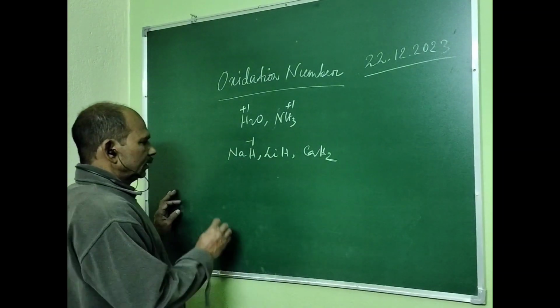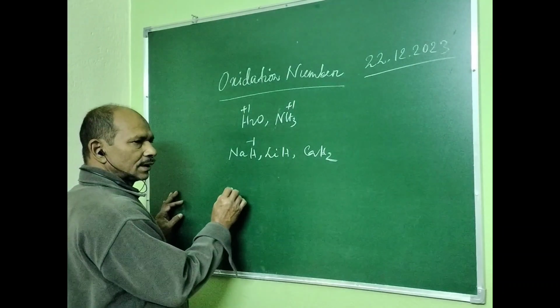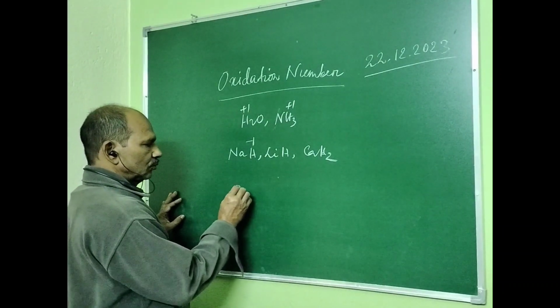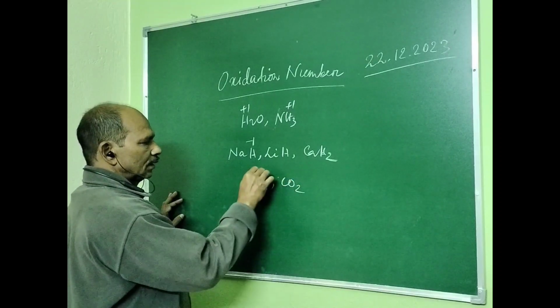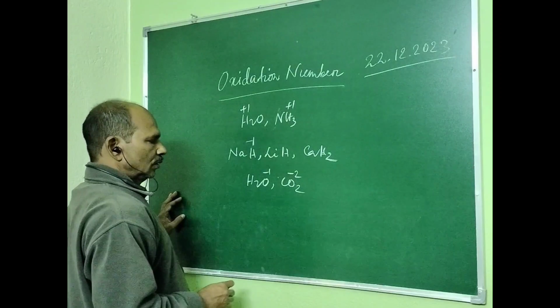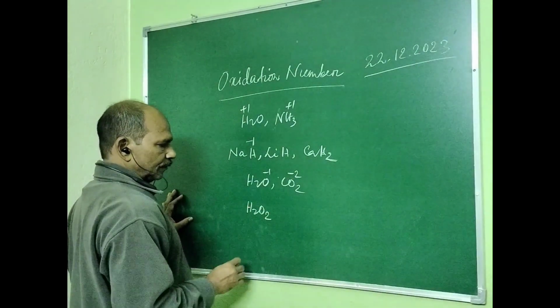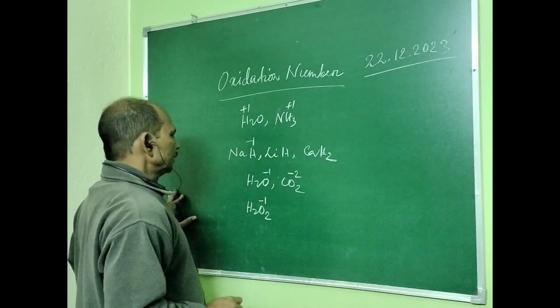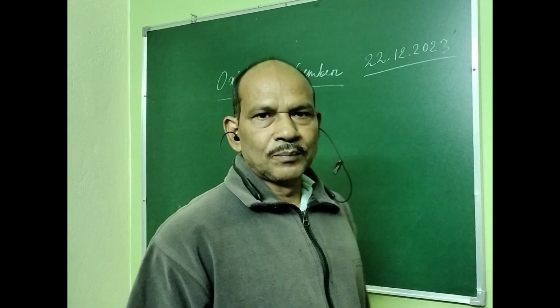Normally, in oxygen compounds, the oxidation number of oxygen is -2. Suppose H2O, CO2, etc. In those cases, oxygen is -2. While in peroxide compounds, oxygen is in -1 oxidation state.